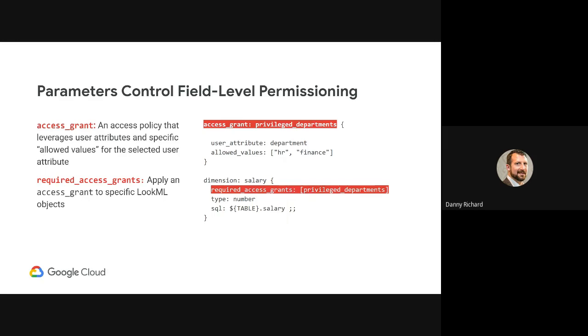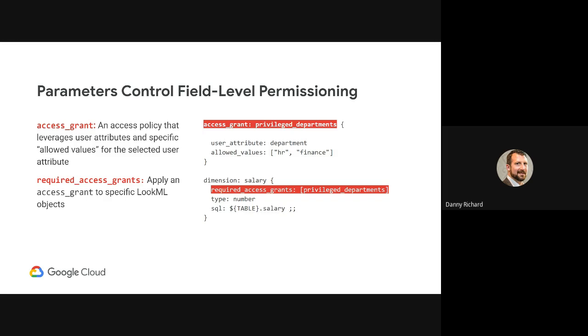Implementing access grants is a two-step process. First, we need to create an access grant in the model, which is an access policy that references a user attribute value. In this example, our access grant is called Privileged Departments. It looks at the department user attribute and lets the user pass if the user's department is HR or finance. If not, then the user doesn't meet the access criterion and won't be able to access any LookML objects requiring it.